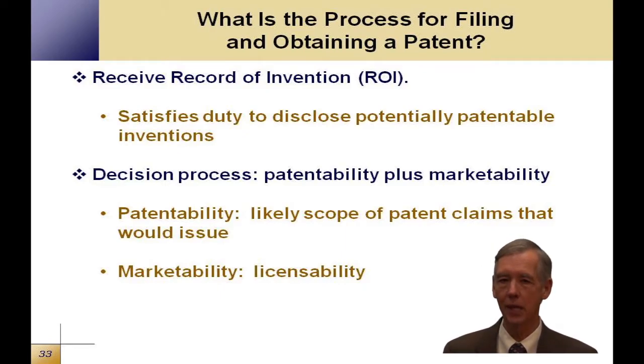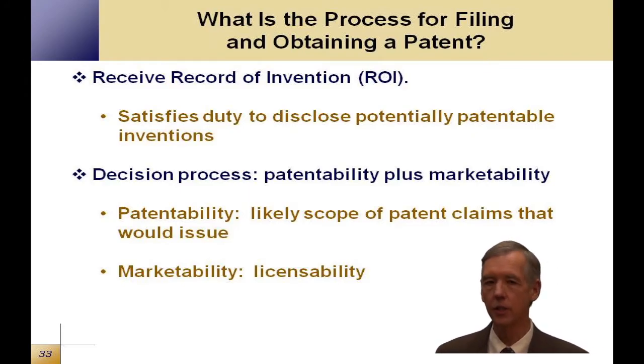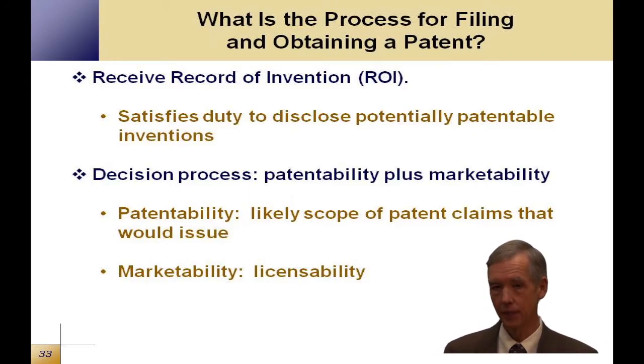The decision is made based on two primary considerations. First is, what is the patentability of the invention? And second, what is its marketability? Both are important. Either without the other would not be a sufficient basis to proceed with a patent filing. So patentability, which you've heard about previously in this series, is the likely scope of patent claims that would issue in a patent based on the given invention. Marketability is the licensability of that patent with those claims.